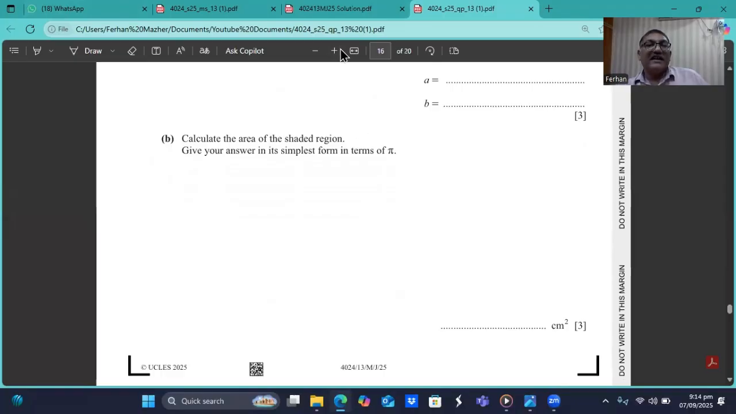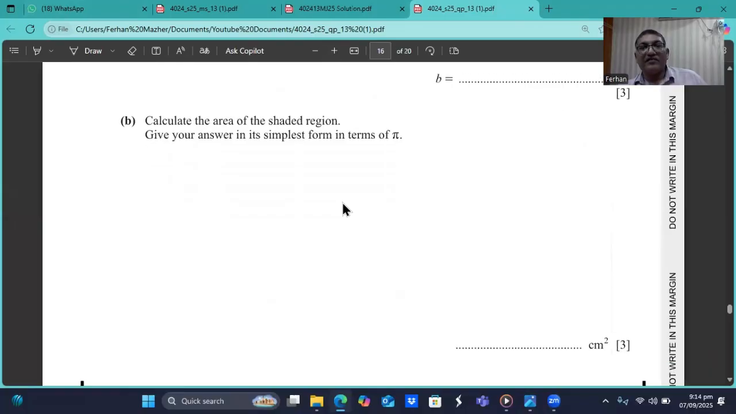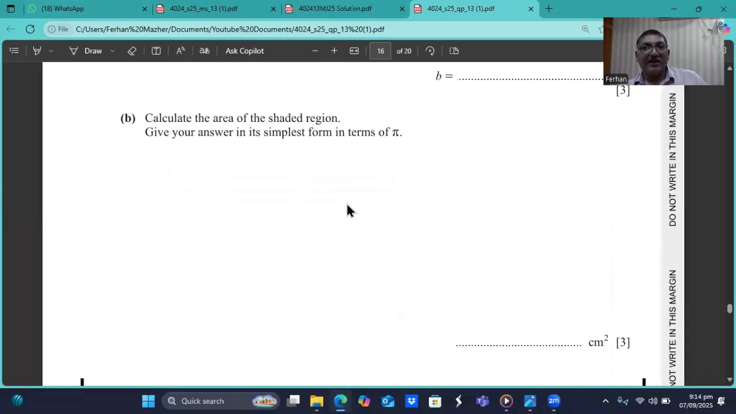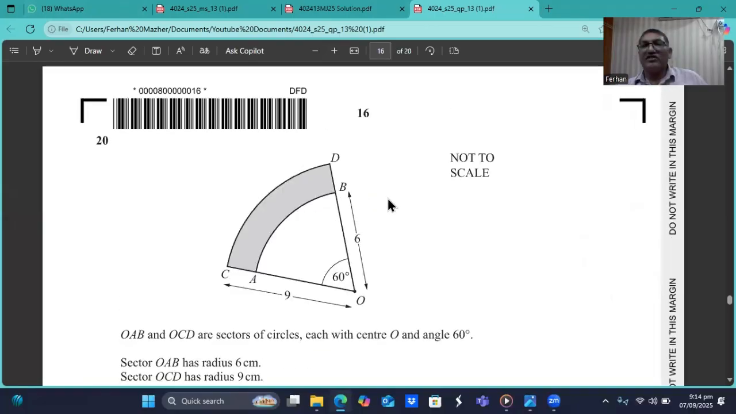Now they say calculate the area of the shaded region. Give your answer in the simplest form in terms of pi. Again, it's a 3 marks question. The strategy is very simple. Find the area of the larger sector, find the area of the smaller sector. From the larger sector, subtract the area of that smaller sector, and that will equal the area of this shaded region.